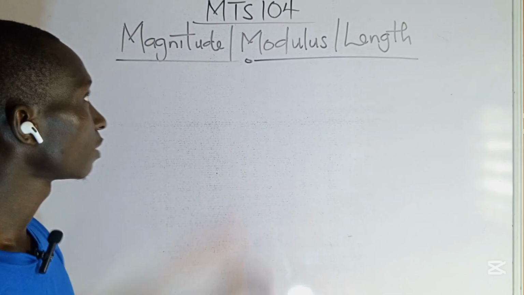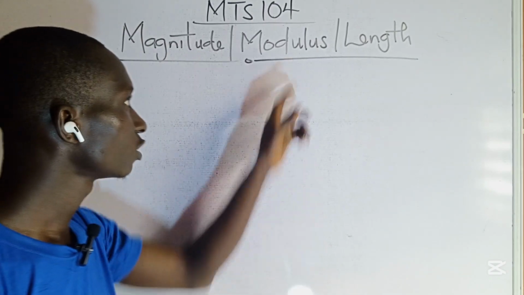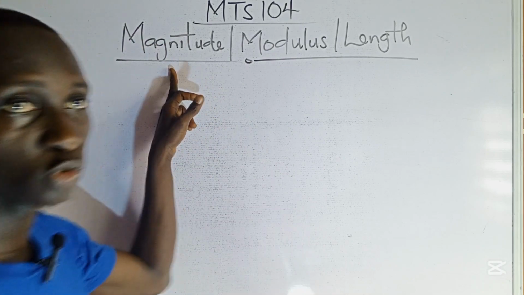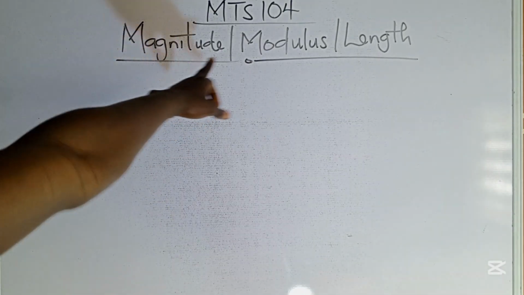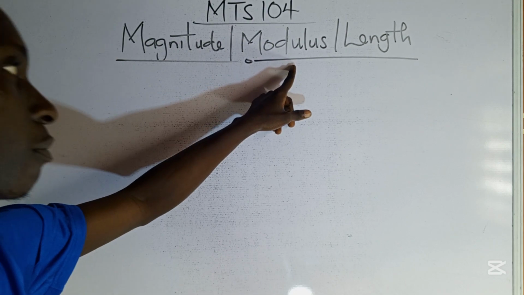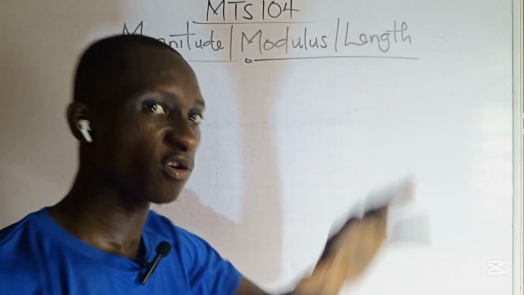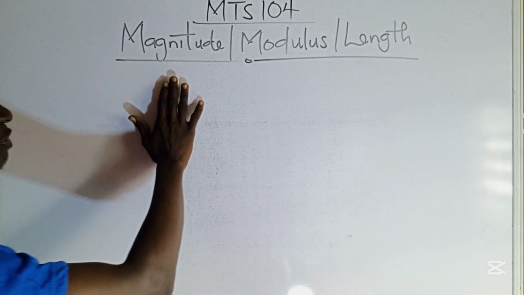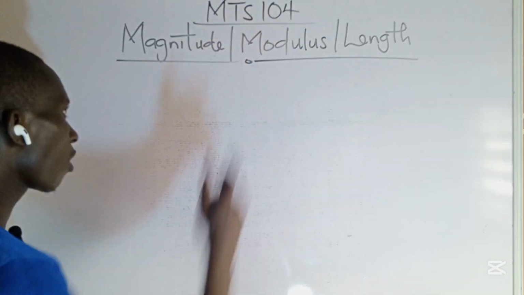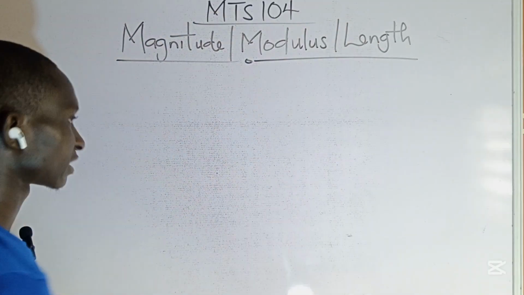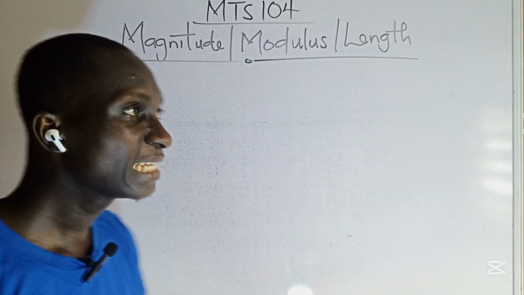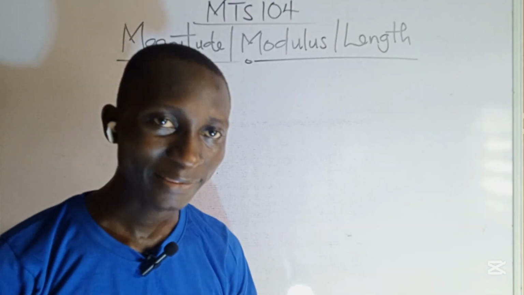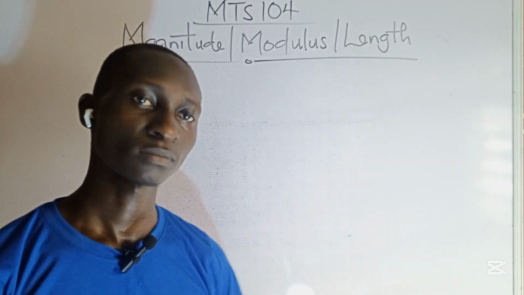We'll be talking about magnitude, modulus, or length. Don't be scared when you hear the words find the modulus, or magnitude, or length of a vector. They are all the same. How do we find the magnitude, modulus, or length of a vector? It depends on its dimension.